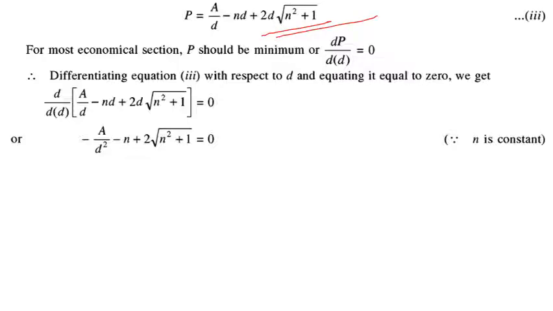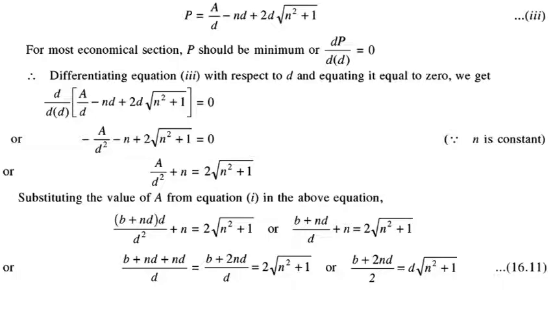Then we know that for an economical section, P should be minimum. That is, dP by dD, where D is the depth, must be equal to 0. That is the condition. So let's differentiate it. In the first term we have A, which is a constant, and 1 by D becomes minus 1 by D squared. So the first term is over. Then minus n into D: the derivative of D is 1, so that term becomes only n. Plus 2 into D: again the derivative of D is 1, so the square root of n squared plus 1 is what remains. So this is equal to 0.